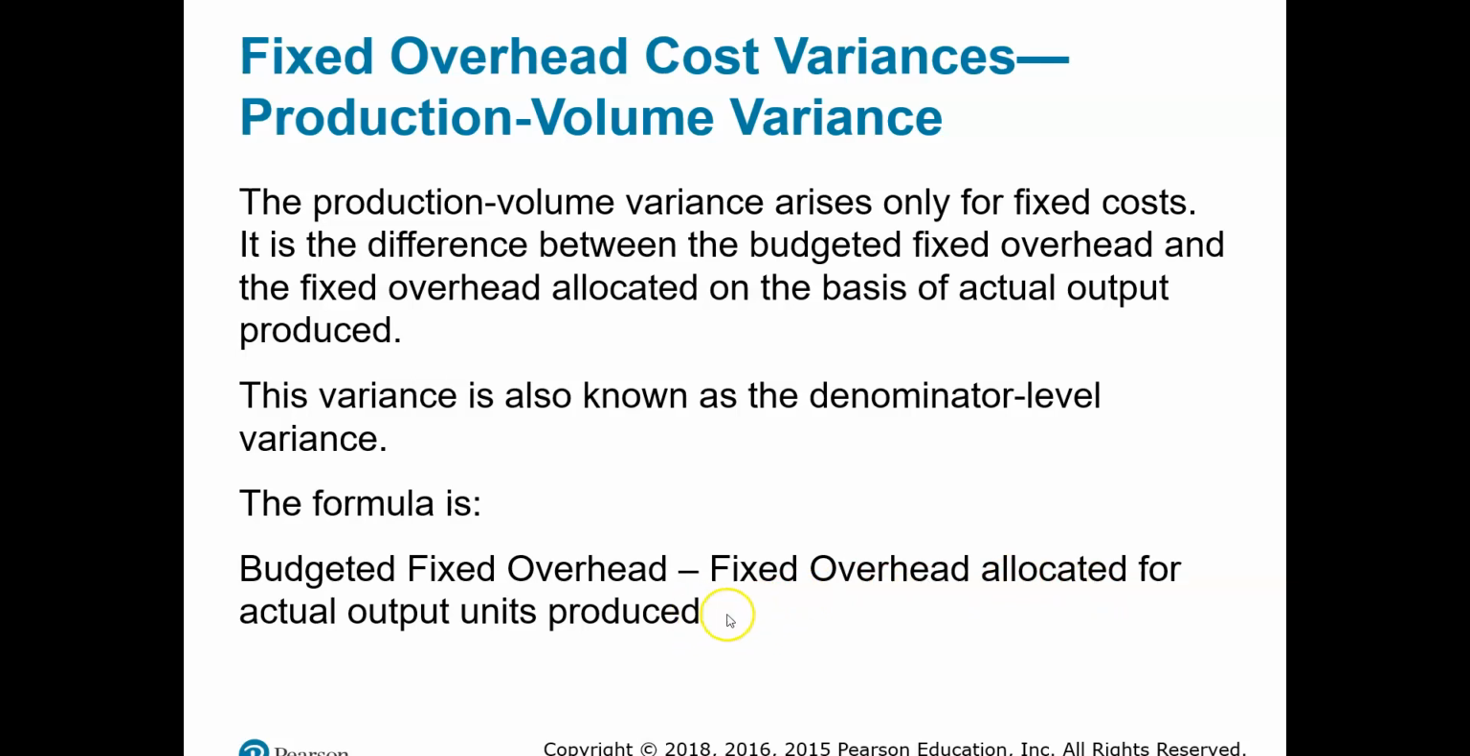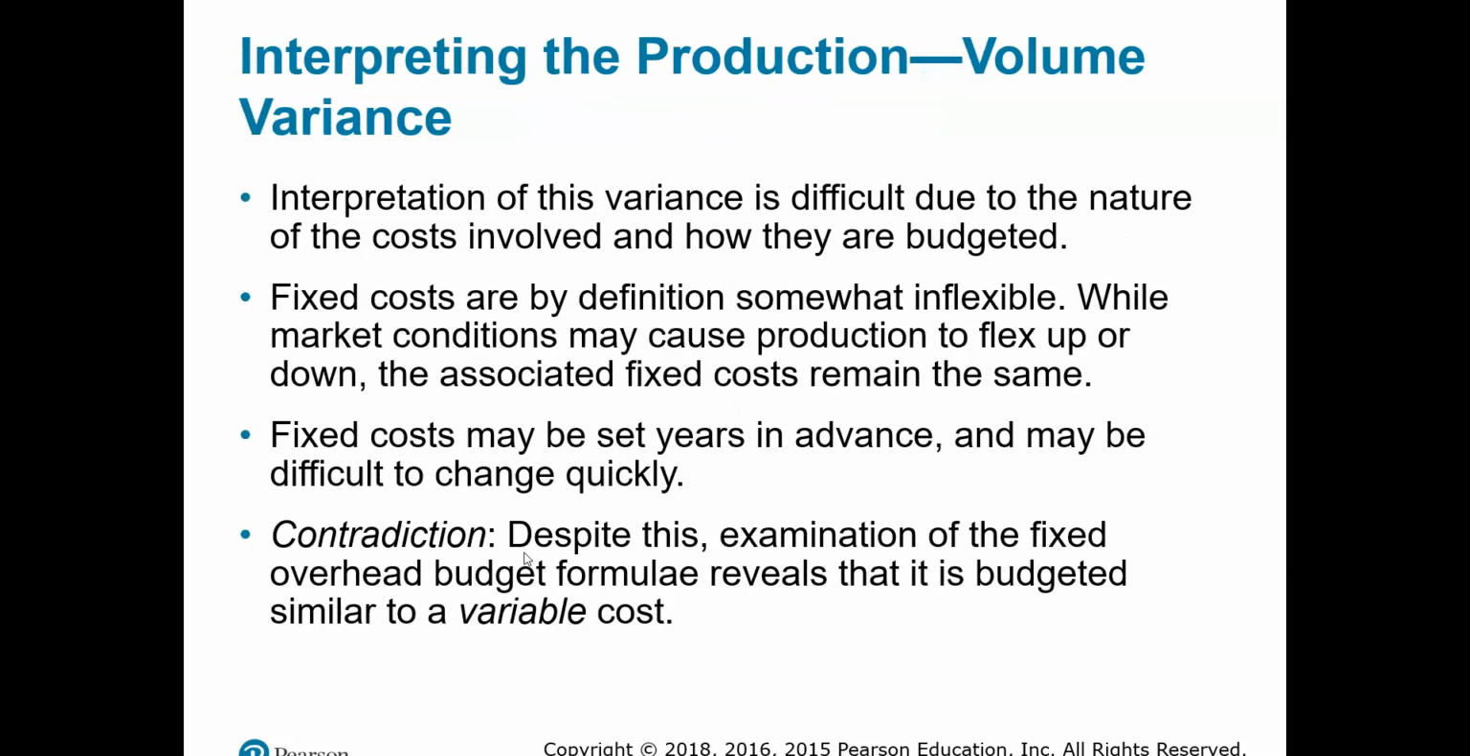And in example 2, we actually deal with an example of fixed overhead cost variances, whether it's the flexible budget and the spending variance or the production volume variance. We actually deal with that in example 2. Example 1 is for variable overhead costs. Example 2 is for fixed overhead costs.